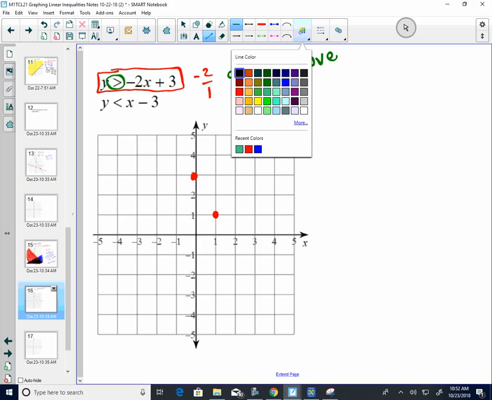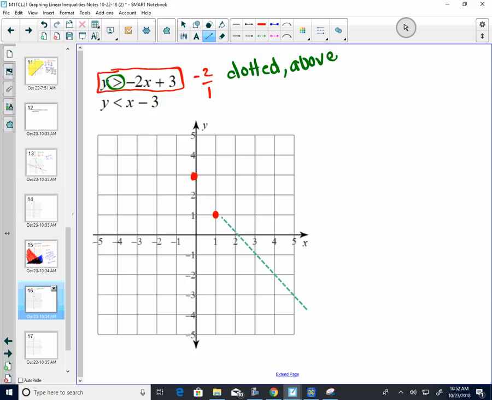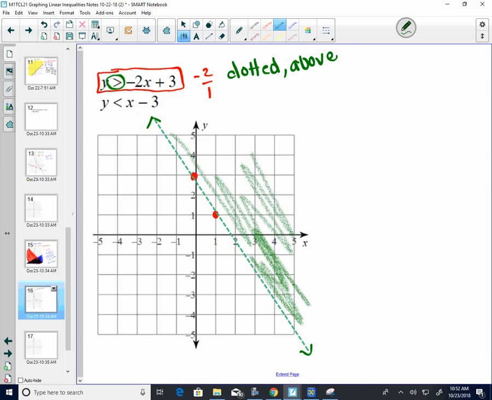So let's get our colors going here. And let's get a dotted line. And let's connect these points. There we go. And we said we're going to shade above. So shading above would be over here in this area.